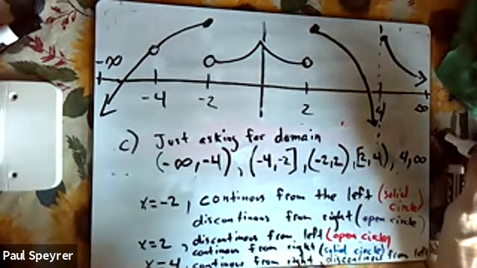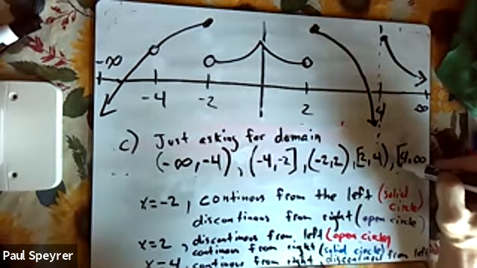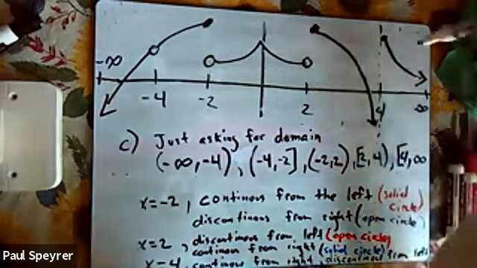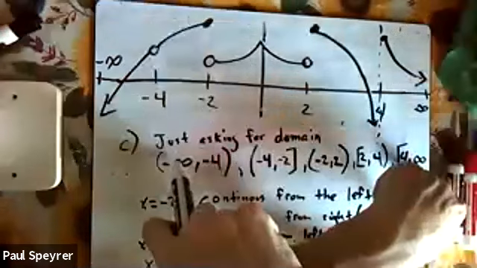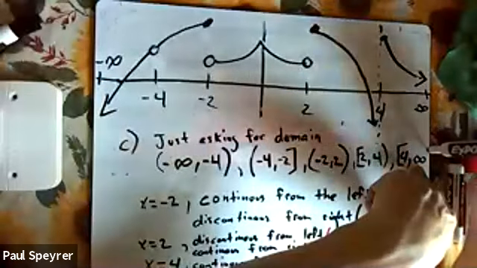What are we going to do? How are we going to enclose this? Well, a bracket around the 4. Why a bracket around the 4? Because you have a solid circle. And infinities, remember, always have parentheses right there.